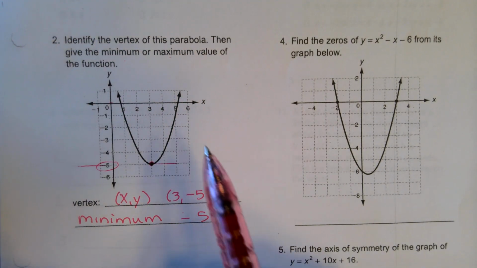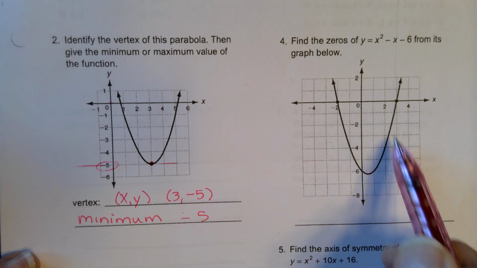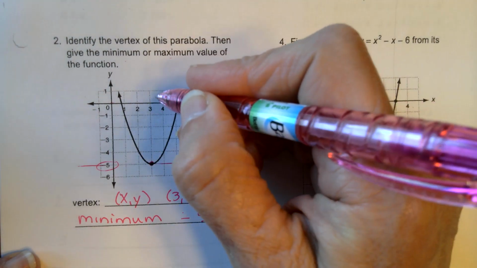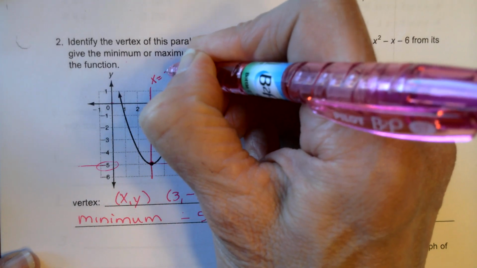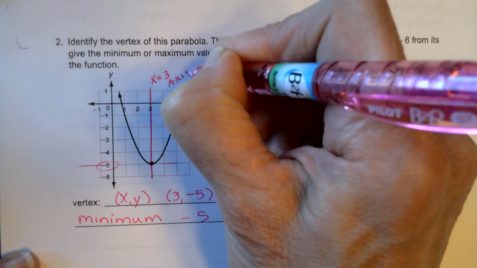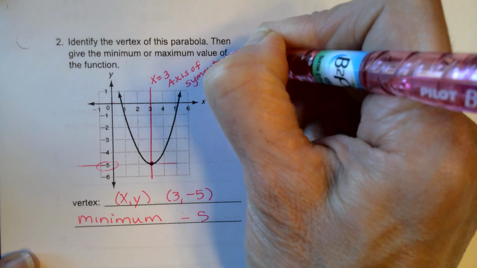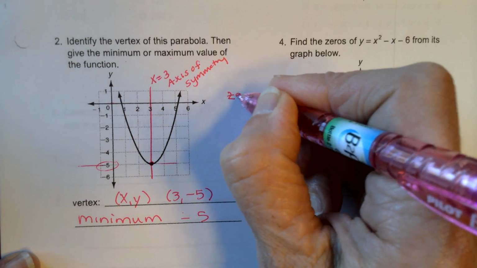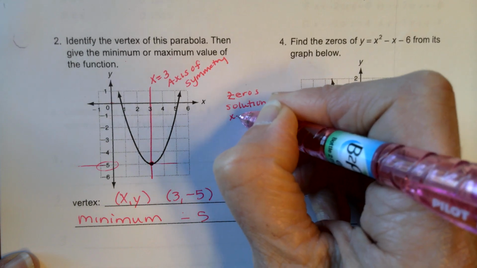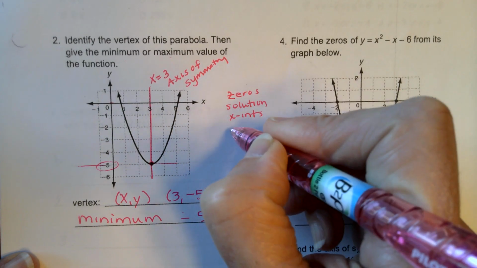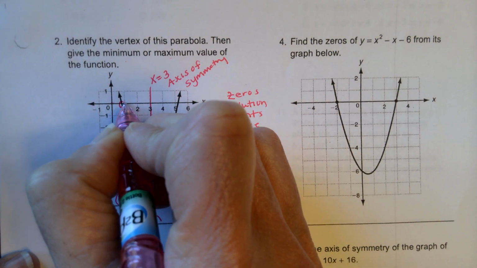All right, but when we are looking at this, remember there's other things you can see when you're given the graph. I can also see from looking at the graph that my axis of symmetry, I don't need to do the equation. I have it right there. I also can get my zeros or solutions, x-intercepts. Those are all lingo for those 2 points there.